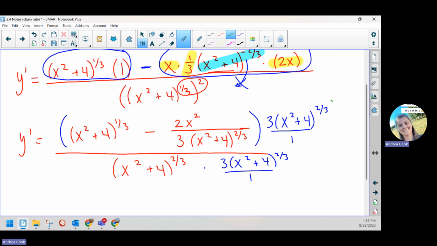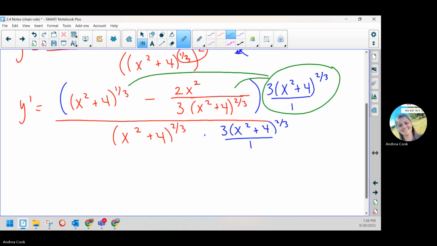So you're going to take this expression and you have to distribute it to that term and to this term. So when I distribute, I get 3, and then that times that, you just add the exponents. So x squared plus 4, and 1/3 plus 2/3 is just 3/3, which is 1.